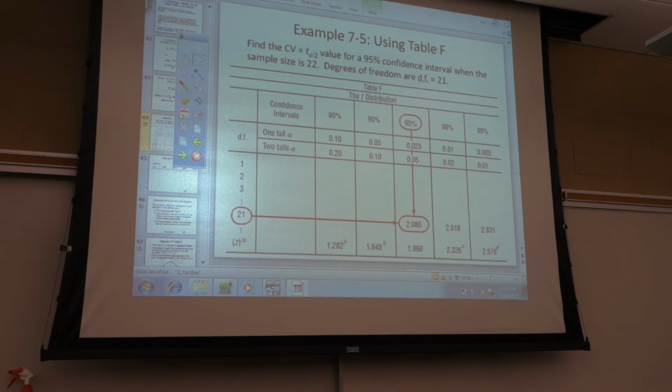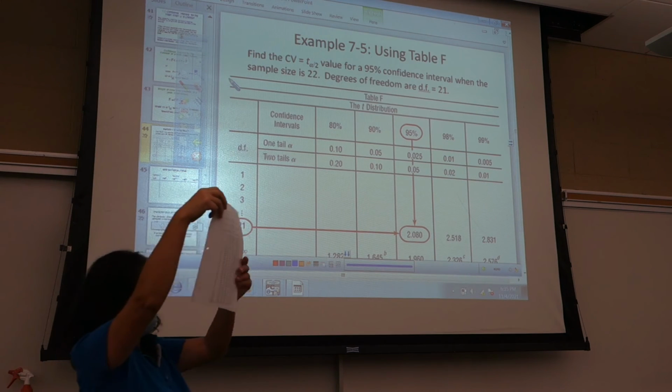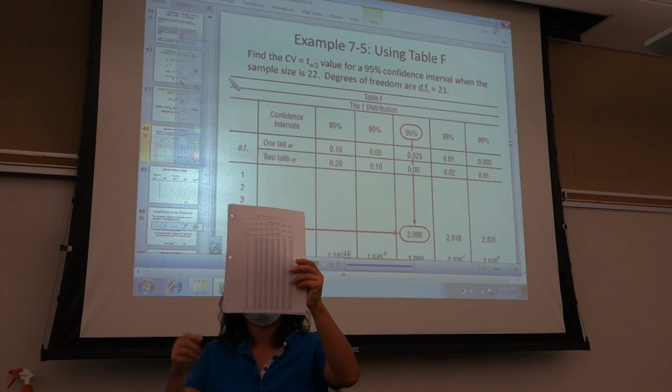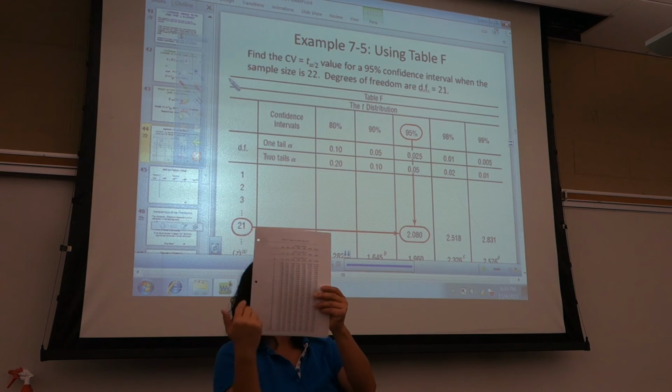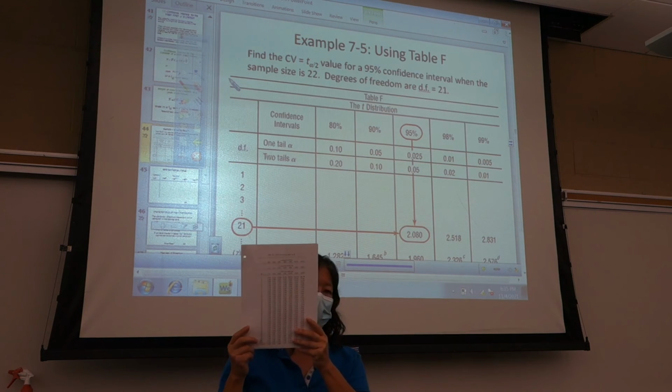So here's an example. Everybody have the sheet? It looks like this. Everybody has this? So you'll notice there are 3 rows across the top. We only care about the top row, confidence intervals. That's what we're dealing with.